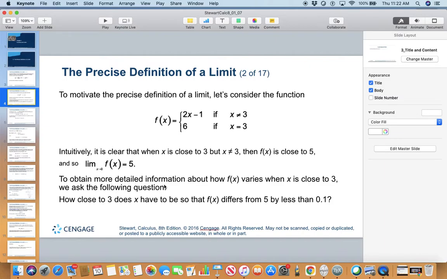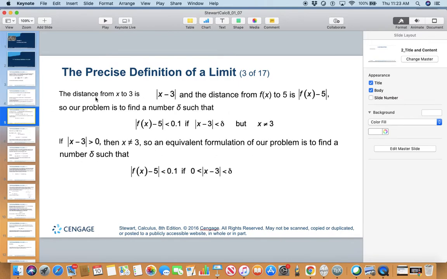Now, to obtain more detailed information on how f(x) varies when x is close to 3, we have to ask the following question. How close to 3 does x have to be so that f(x) differs from 5 by less than 0.1? You understand? Look, as x approaches 3, f(x) approaches 5. So how close do you have to be to 3 so that the difference between f(x) and 5 is less than 0.1? Notice the difference could be positive or negative.